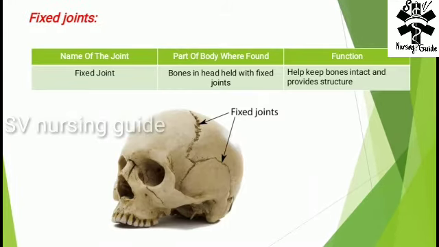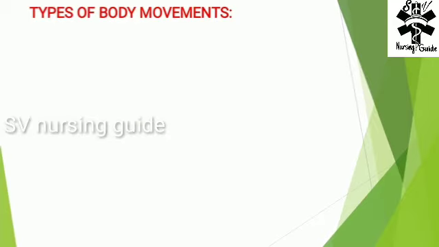Next, fixed joint. Fixed joint is present in the head. It is an immovable joint, helps to keep bones intact and provides structure to the head. You see in this picture, this is a fixed joint.